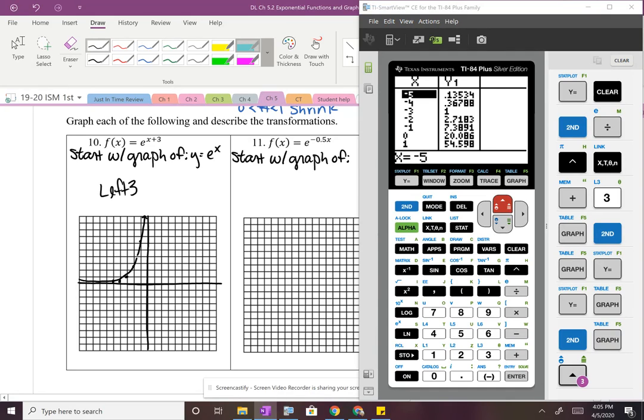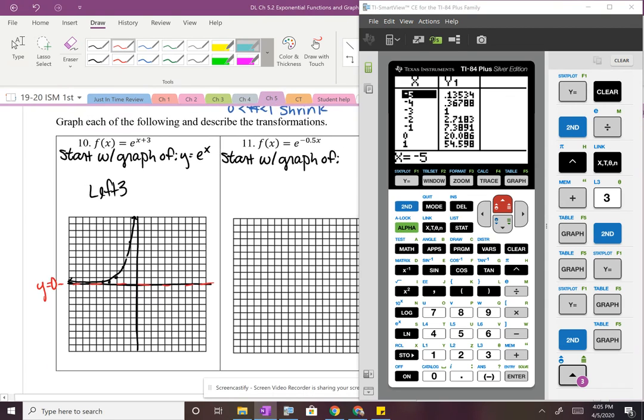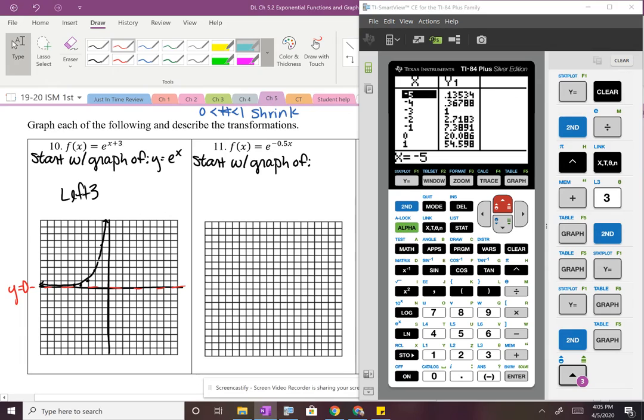Once we've used our ordered pairs to graph it, here is our graph. In this case, we still have an asymptote at y equals 0 because we haven't moved our graph up or down. Now we're going to look at the graph of e to the negative 0.5x.